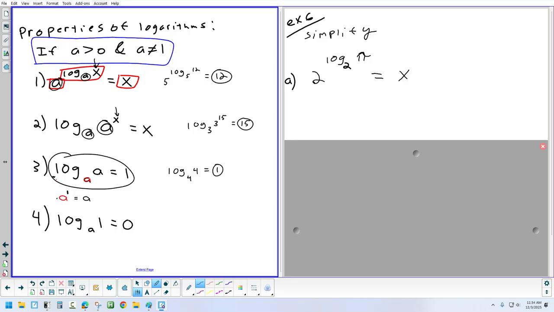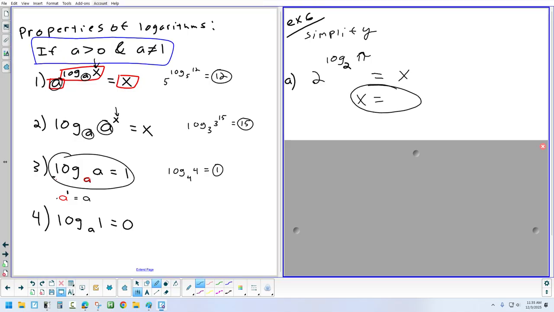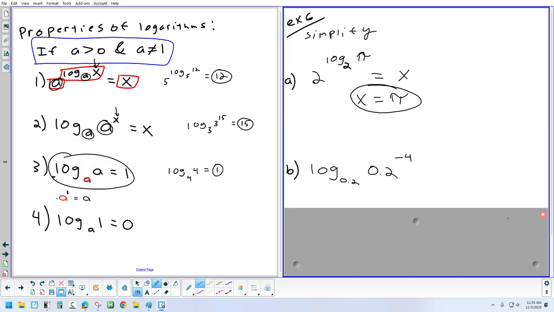What property is that? Example 6a. Yeah, it's the first one. So if you simplify it, what are you going to get for x? Pi. Yeah, you get pi, so 3.14. How about b? What property is that one most similar to? That's the second one. And if you use property 2 to simplify that whole thing, you will get a single number. -4.